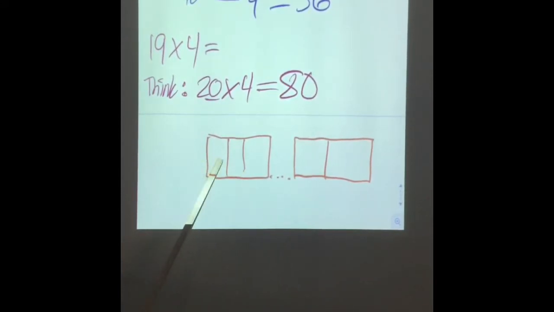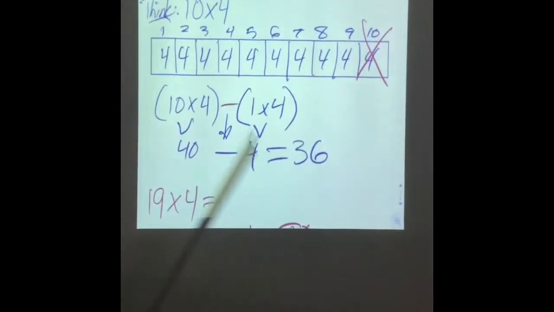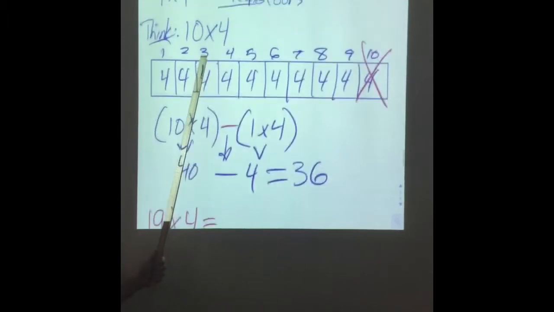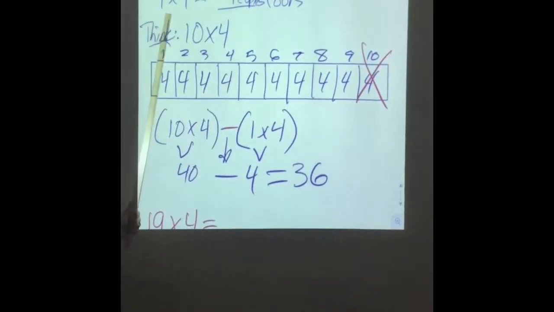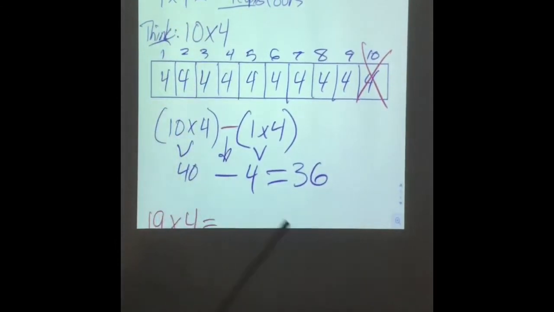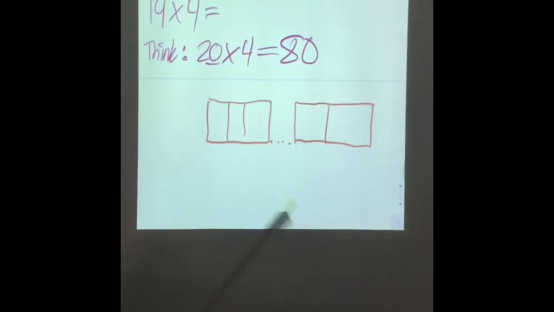What's our number that's going to go inside our boxes? What's our number? 4. Well, look up here. When we did 9 times 4, what did we have inside our boxes? We have 9 copies, everybody say it, 9 copies of 4, right? Now in this case we have what?